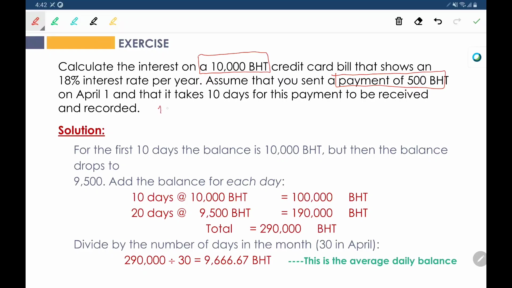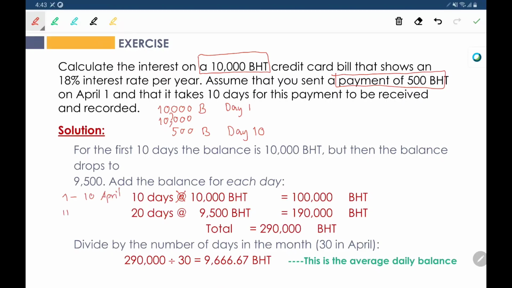So, suppose you borrow 10,000 baht on day 1, the 1st of April. But you pay 500 baht on day 1, and it's recorded on day 10. That means from day 1 to day 10, they think that you borrow 10,000 baht every day for 10 days. So they will calculate 10 days times 10,000 baht. So you get 100,000 baht for the first 10 days, from day 1 to day 10 of April.